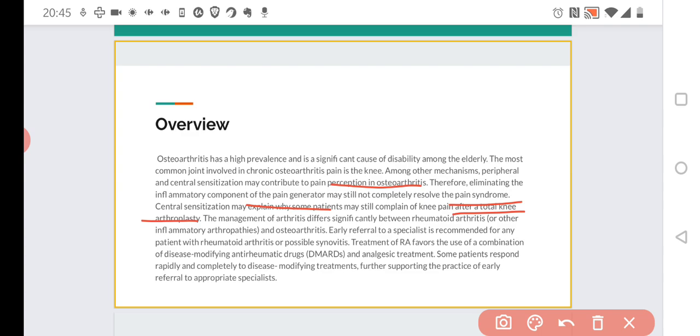So central sensitization is when the way the pain is processed in the central nervous system, like the spinal cord and brain, can be altered and can increase the pain. The management of arthritis differs significantly between rheumatoid arthritis or other inflammatory arthropathies and osteoarthritis. Early referral to a specialist is recommended for any patient with rheumatoid arthritis or possible synovitis. Treatment of rheumatoid arthritis favors the use of a combination of disease-modifying anti-rheumatic drugs and analgesic treatment. Some patients respond rapidly to disease-modifying treatments, further supporting the practice of early referral to appropriate specialists.